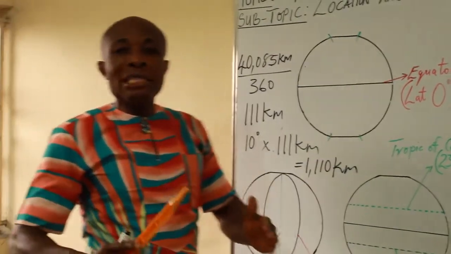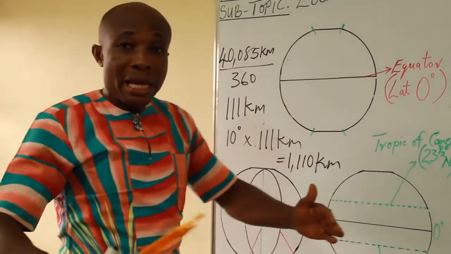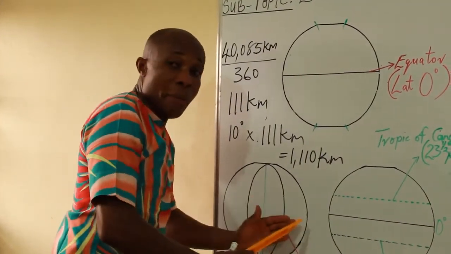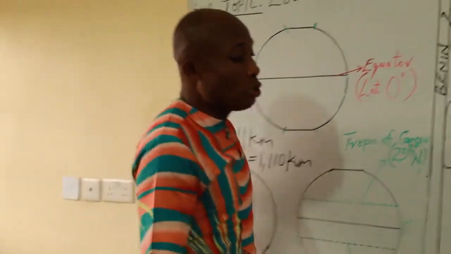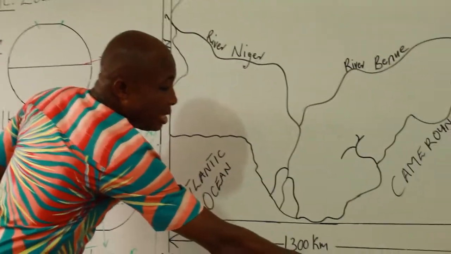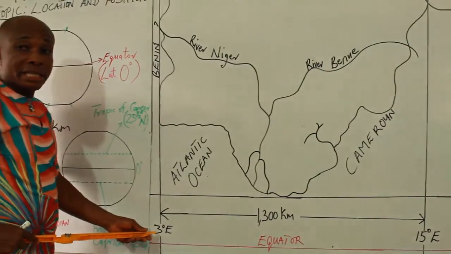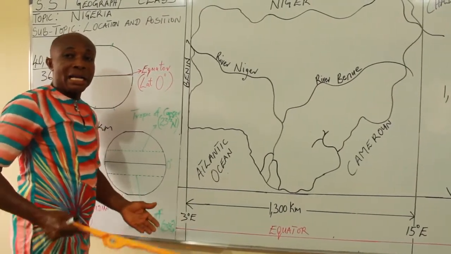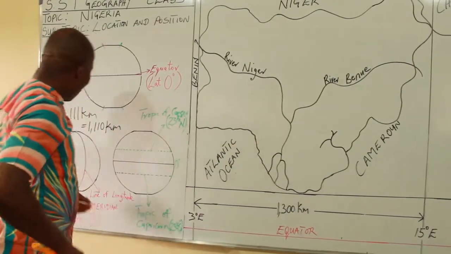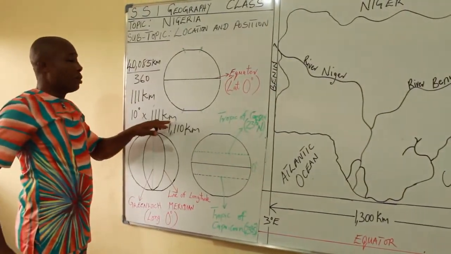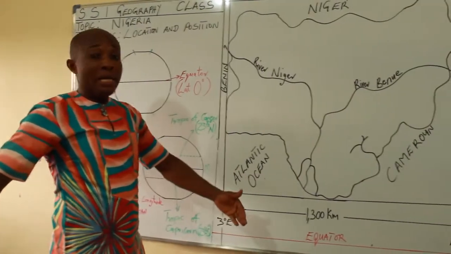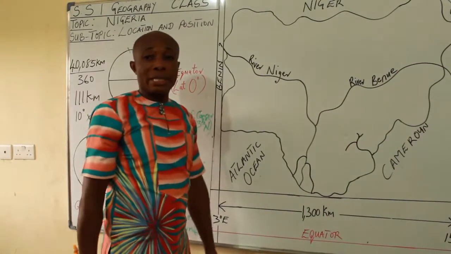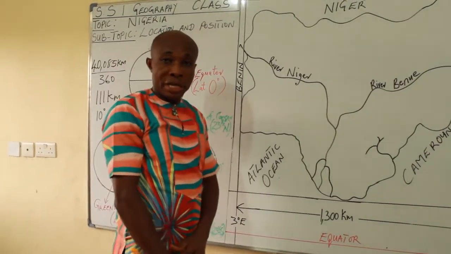Then if you want to determine the extent Nigeria occupies from the Greenwich Meridian, we just subtract 3 degrees from 15 degrees, and you have 12 degrees. And if you use your 12 degrees to multiply by 111 kilometers, you can now determine the movement from east to west of Nigeria.